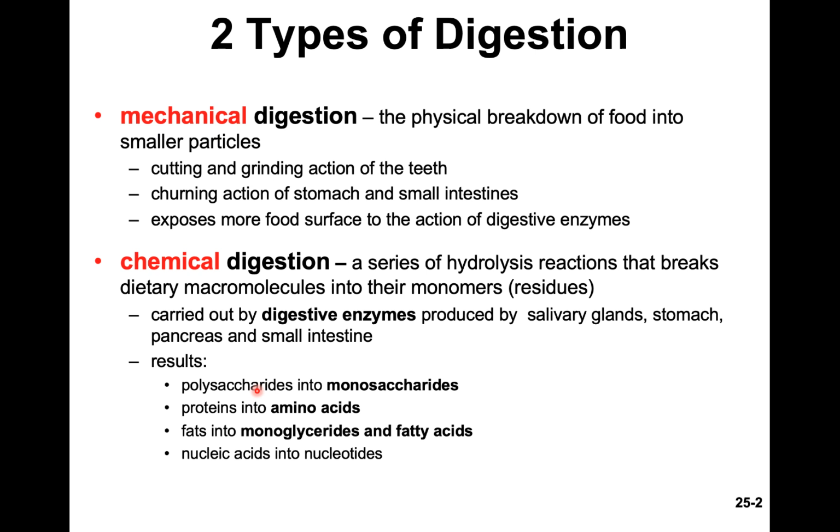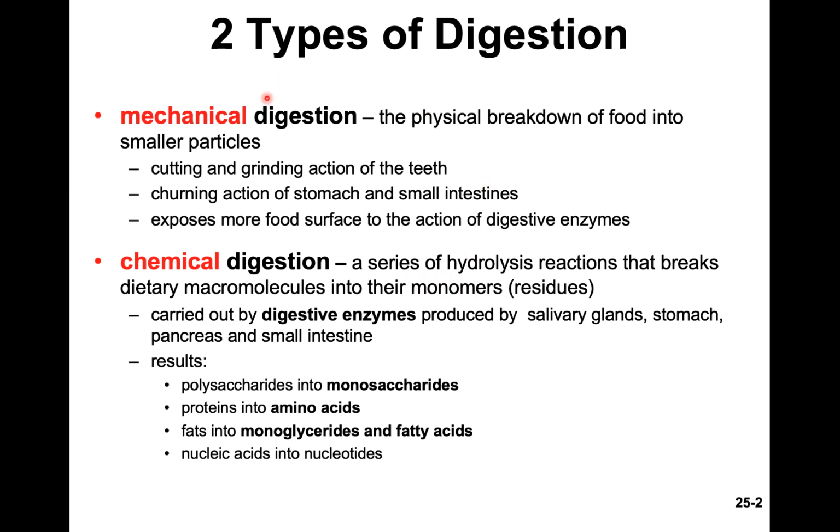Now, those digestive enzymes are part of a process called chemical digestion. And chemical digestion does what's called hydrolysis reactions. Hydrolysis reactions are types of reactions that break down macromolecules like multi-chain sugars or multi-chained amino acids into smaller monomeric subunits. And if you know this prefix mono, it means one.